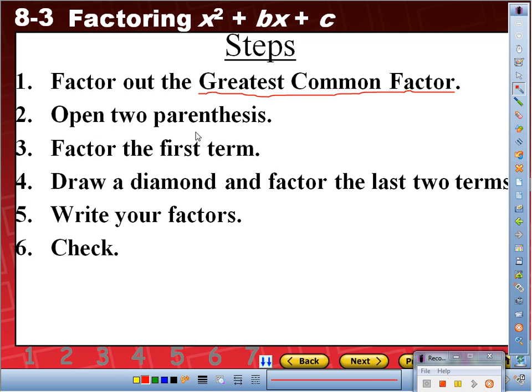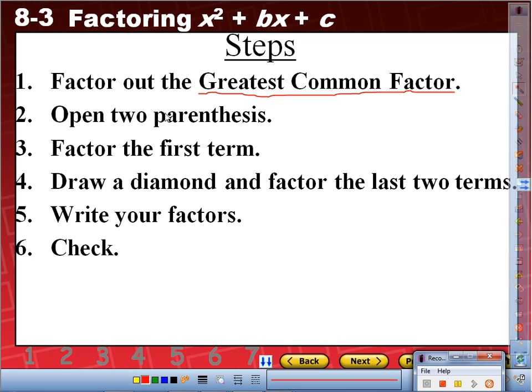Step 2, open 2 parentheses. Step 3, factor the first term. Step 4, draw a diamond and factor the last 2 terms. Step 5, write your factors. Step 6, check. Copy those, please. So, step 1, factor out the GCF. By the way, do we know how to factor out GCF? Yes, we've been doing that. Step 2, open 2 parentheses, factor the first term, draw a diamond and factor the last 2 terms, write your factors and check.